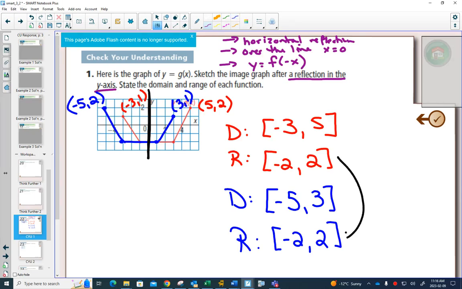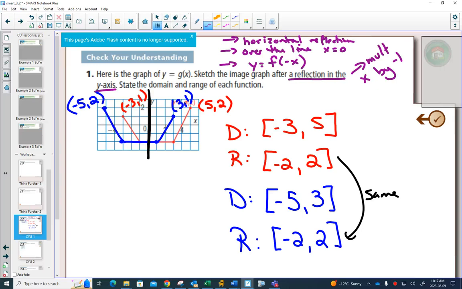Some patterns to recognize. Notice the range stayed the same. Why did it stay the same? Well, if we were doing a reflection in the y-axis, algebraically, we're multiplying our x value by -1. We are not doing anything to the y value. So if your range describes your y values, it should make sense that they stayed the same.